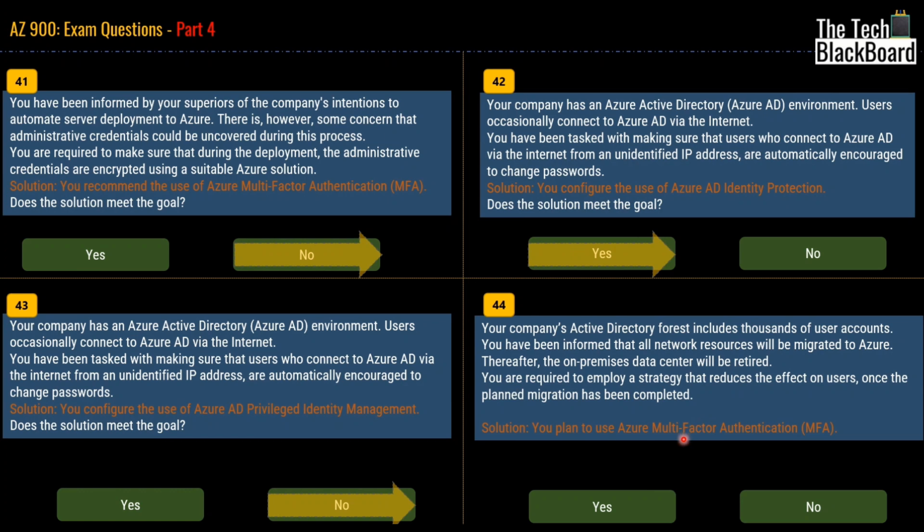In this case, however, the solution mentioned is MFA. Now, MFA is actually a process in which users are prompted to sign in with additional identification details, as we also saw in question number 41. So it is an extra security measure to strengthen your sign-in process. In this case, our requirement is something else, in which MFA does not fit. Thus, the answer for this question is a no.